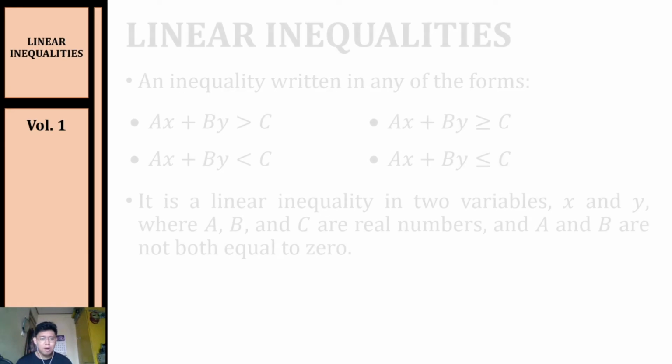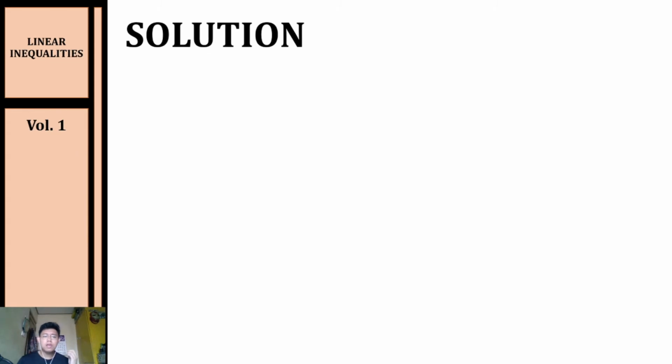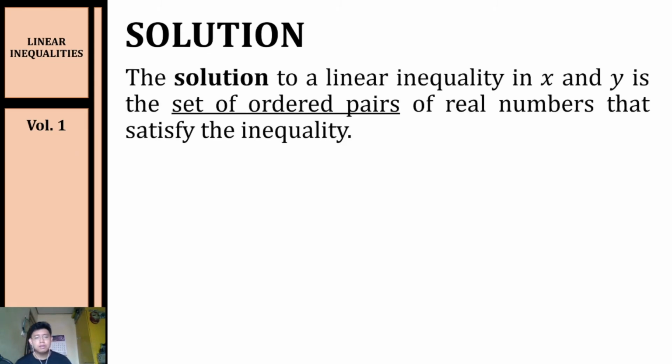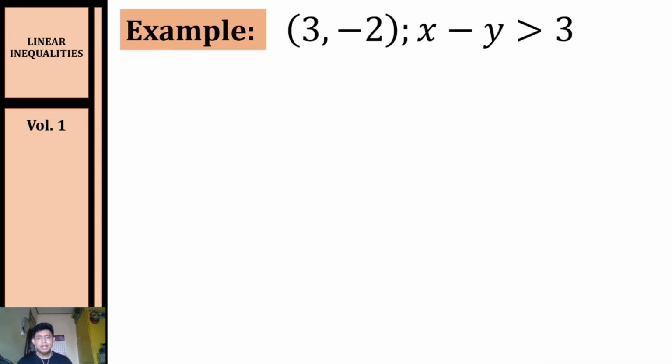Now, let's talk about solutions to a linear inequality. The solution to a linear inequality is a set of ordered pairs of real numbers that satisfy the inequality. Now, let's have some examples in testing if a coordinate or an ordered pair is a solution to a given inequality. Okay, let's have an example.